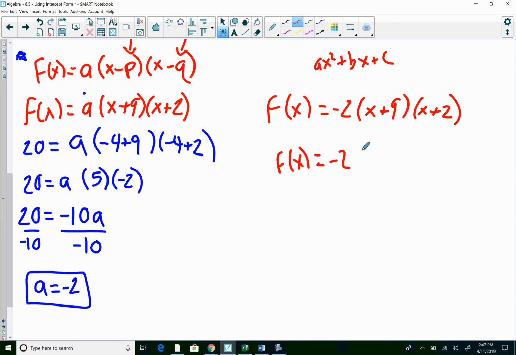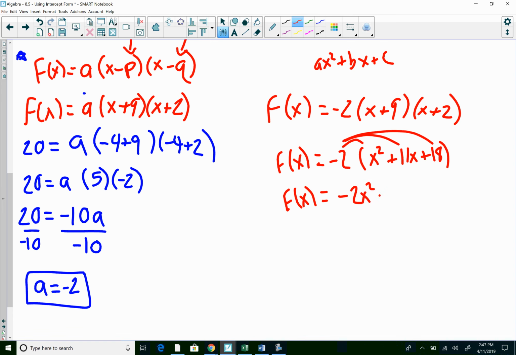So we've got x squared, that should be 11x and 18. And then I just have to distribute this negative 2 through to all of these pieces. So that's negative 2x squared minus 22x minus 36. And there is our new function.